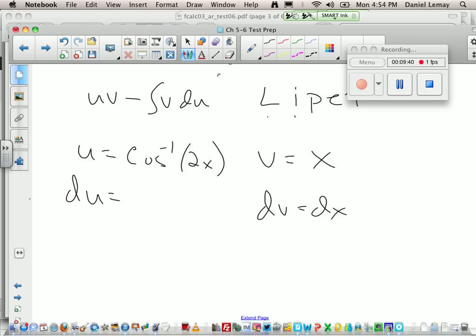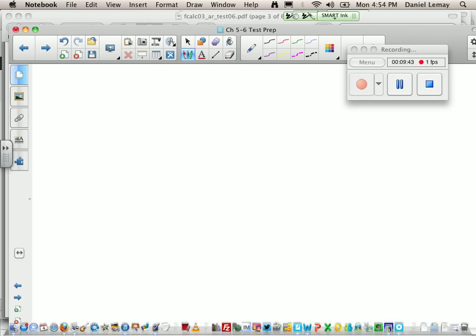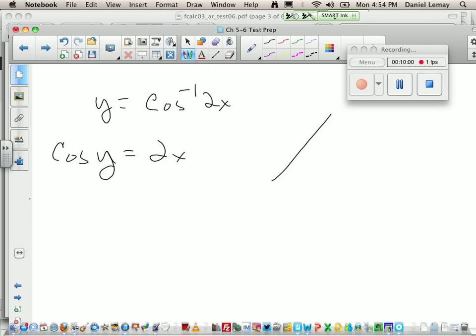Okay, so let's go to a new sheet. So I'm trying to find the derivative of y equals arc cosine of 2x. Well, so I'm going to take the cosine of both sides. And then I'm going to draw a triangle. You guys remember this, I'm sure, I'm hoping. So let's see, cosine is adjacent over hypotenuse, which makes this the square root of 1 minus 4x squared.